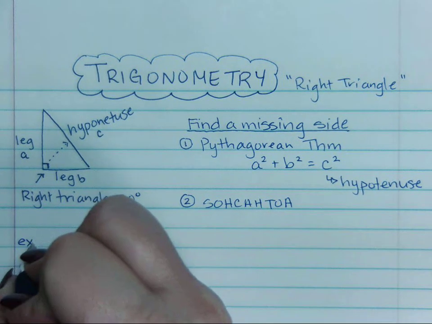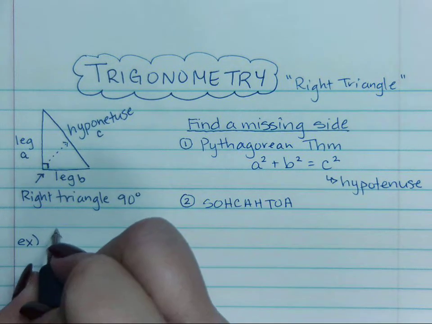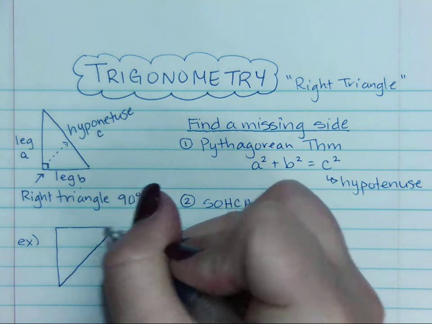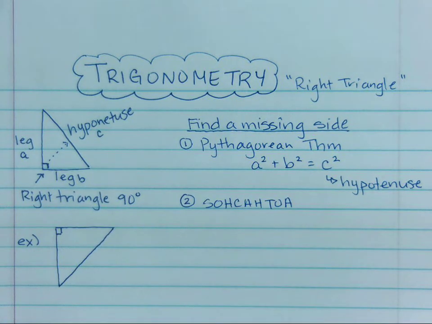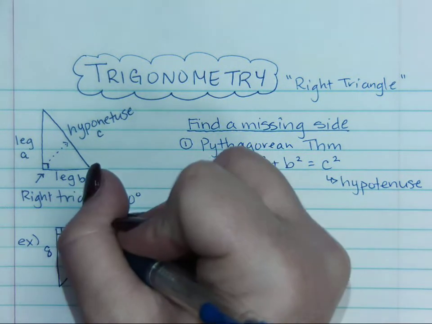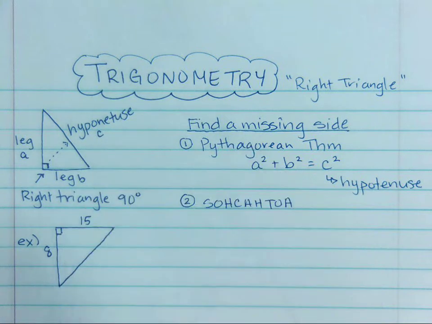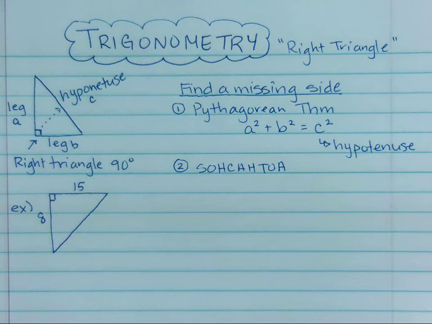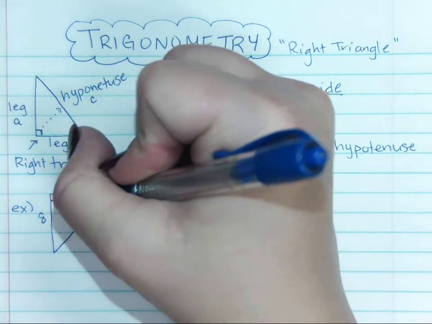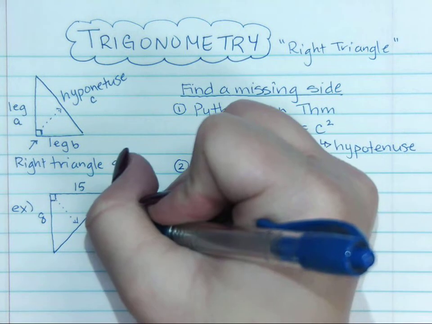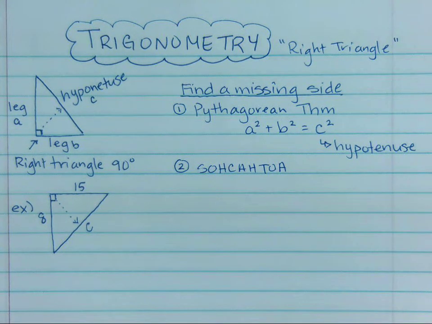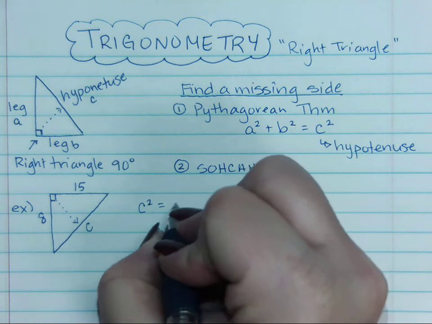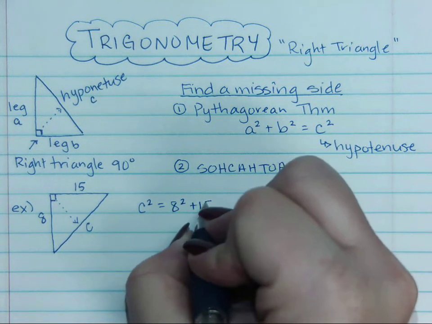So let's use the Pythagorean theorem. Let's say we have a triangle, looks like this. So again, I can orient this whichever way I want. I'm going to call this side 8, this side 15, and I want to find the unlabeled or the missing side. And so again, because my right angle always points to my hypotenuse, I'm finding measure c. So let's set this up. c squared is equal to 8 squared plus 15 squared.